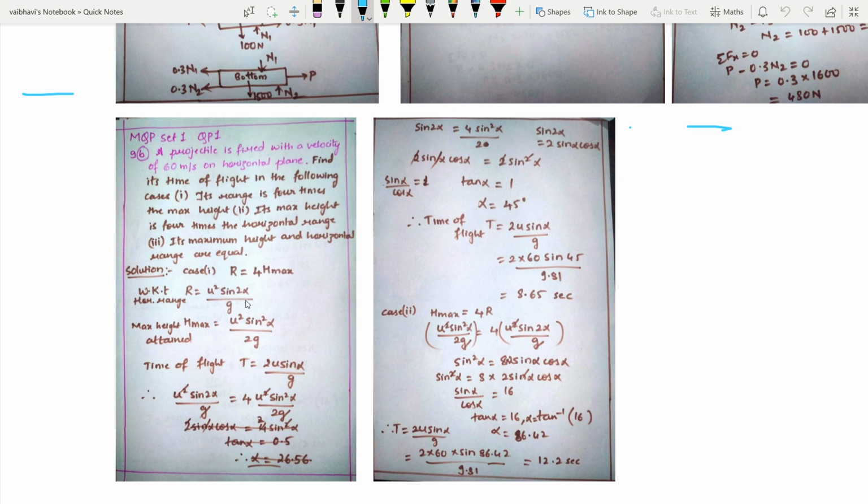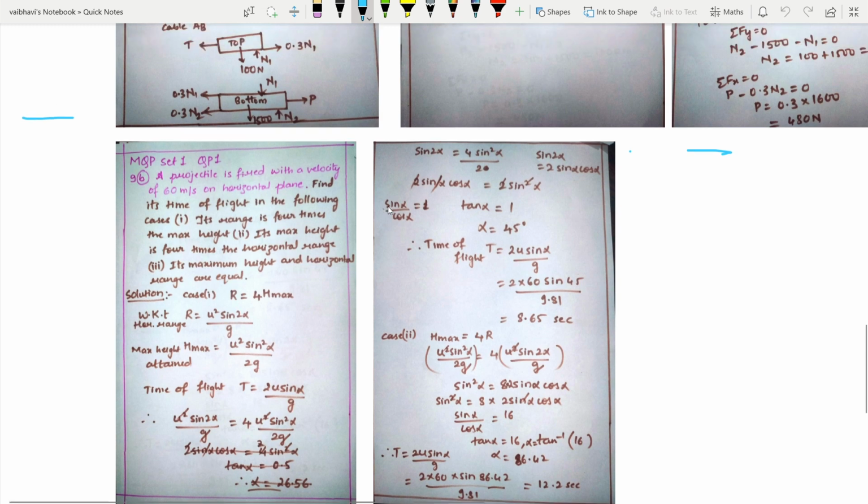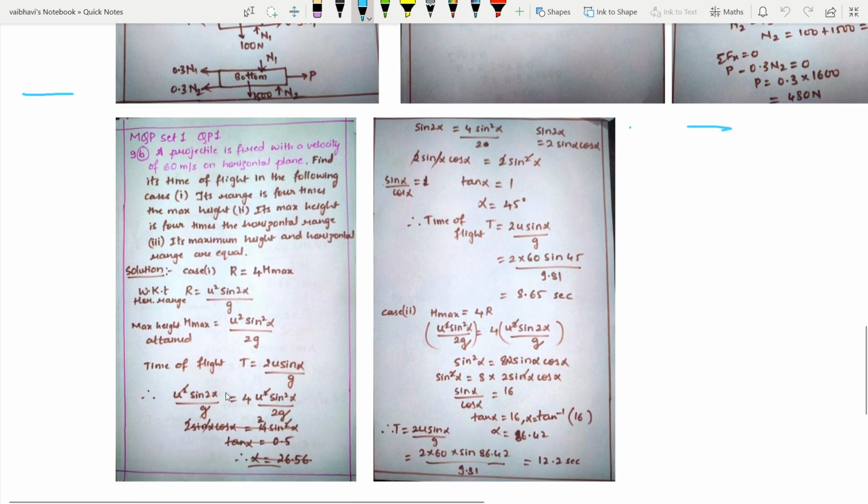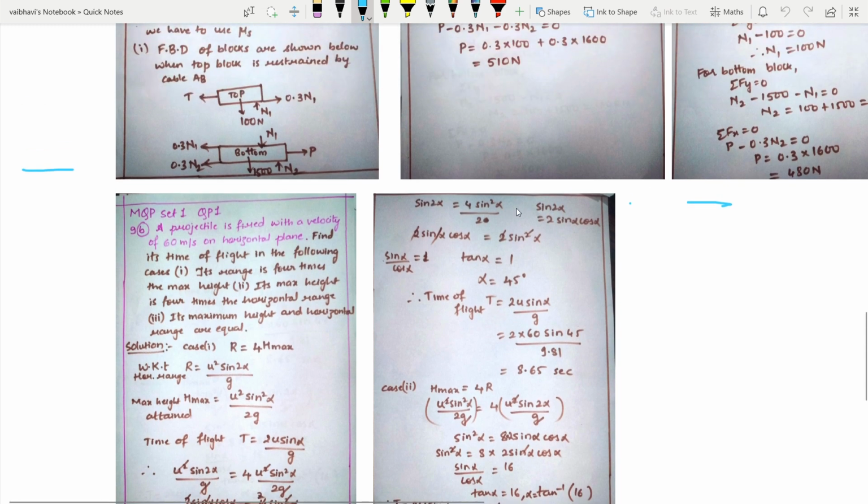If R equal to 4 H max, substitute the formulas for R and H max. So what you are getting, u square sine 2 alpha by g equals 4 times u square sine square alpha by 2g. Then u square gets cancelled, g gets cancelled, and 4 by 2 gives sine 2 alpha equal to 2 sine square alpha.